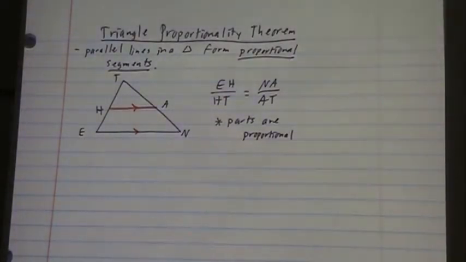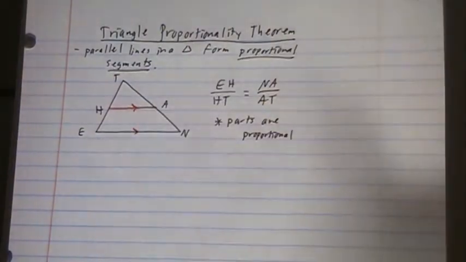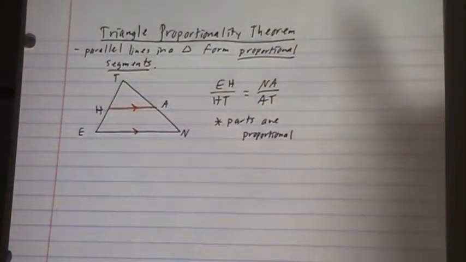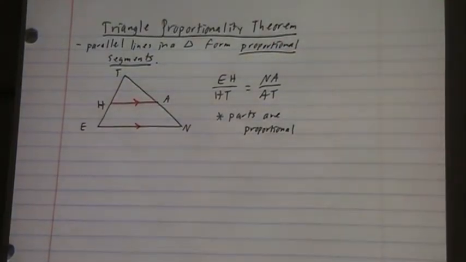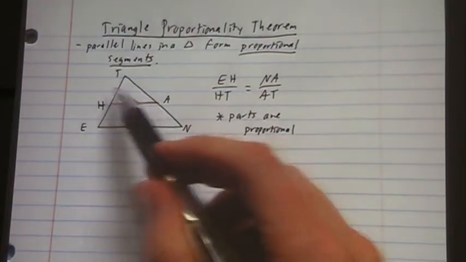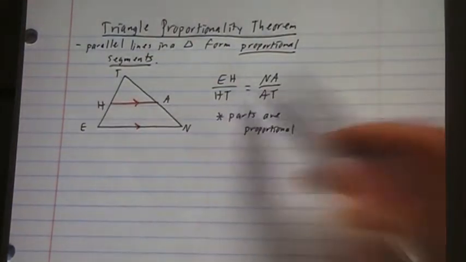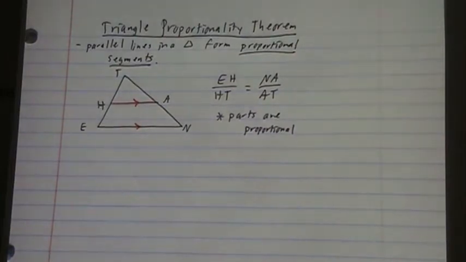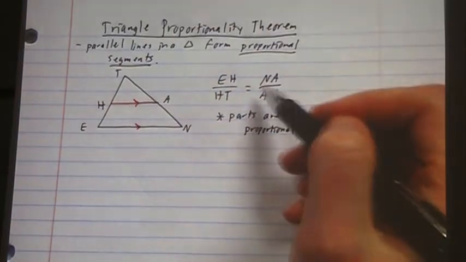Okay, that's the key deal here. We're looking at the segments. Now you could also do, so we had bottom over top equals bottom over top, the left over right equals left over right. Whatever your proportion setup is, you have to repeat it. As in, if you do bottom over top, you can't do top over bottom for the other side.